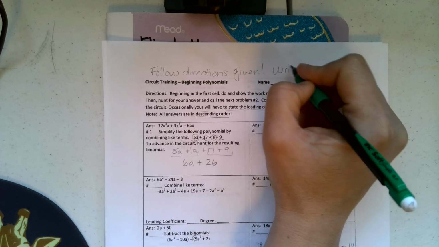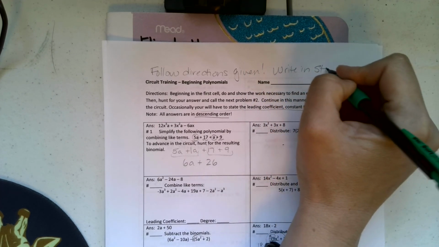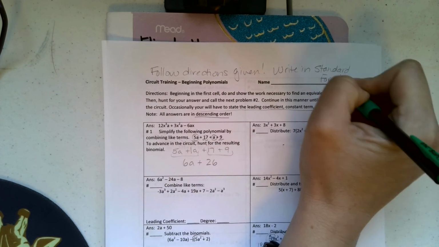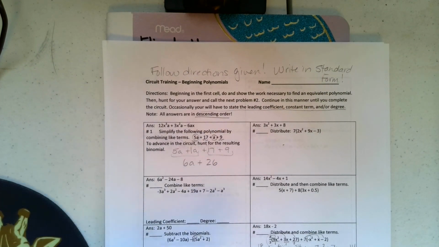and write in standard form, which means always put your x squared term first, then your regular x, then your constant. Okay? All right. Let's get to it.